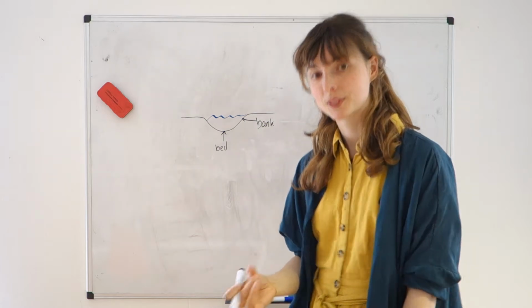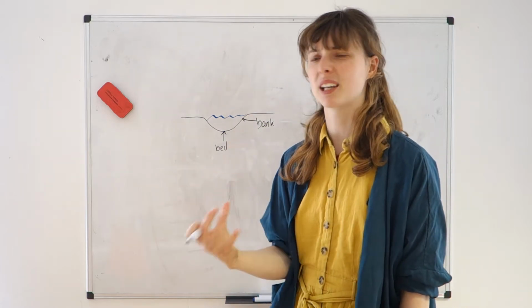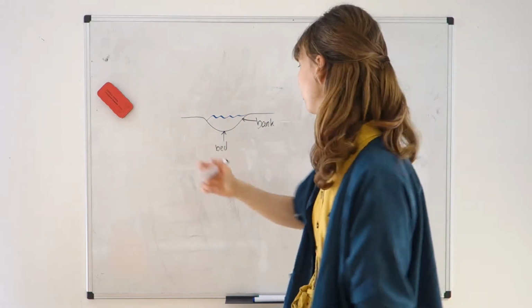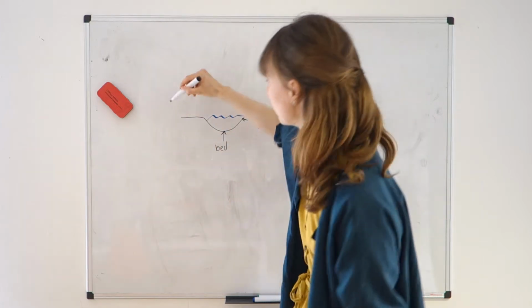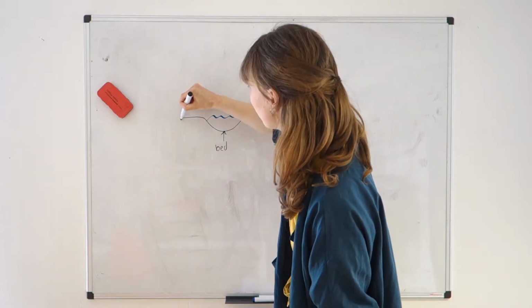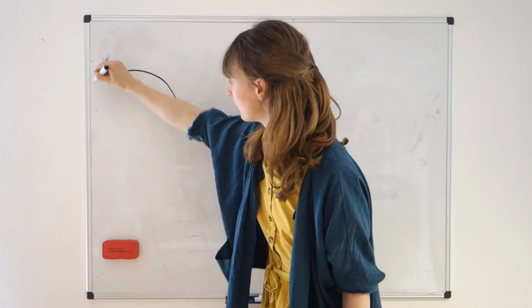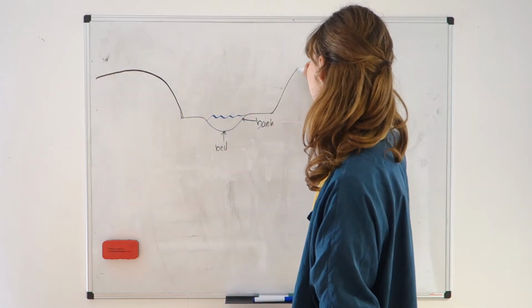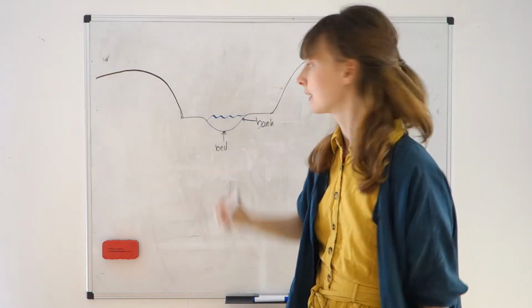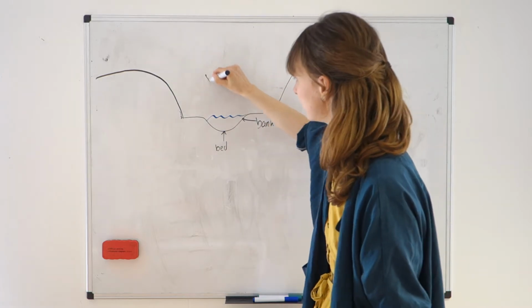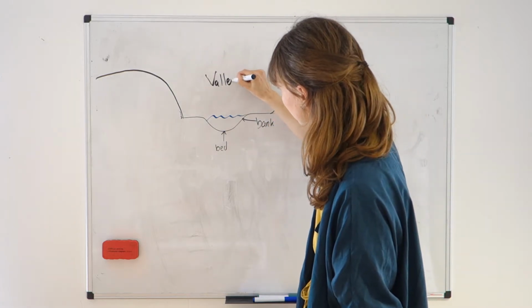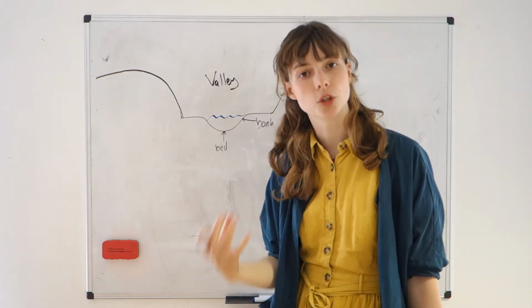But channels are in the bottom of valleys. So rivers flow in the bottom of valleys. Now a valley is a dip in the land. Here's our valley. You can see that that is a dip in the land. And it's a dip between two hills.